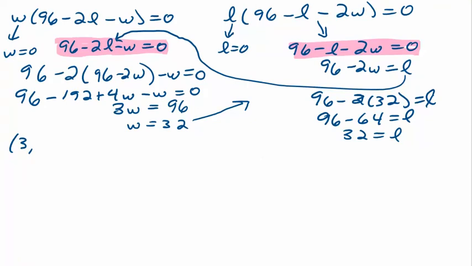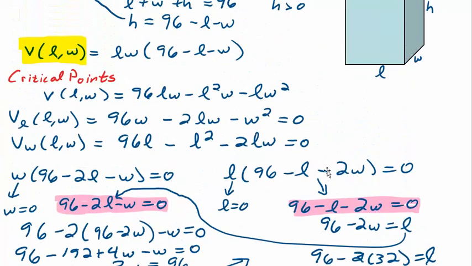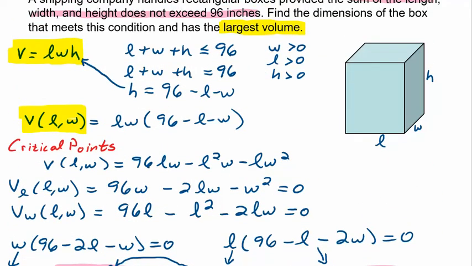Now, we have a pretty good idea this is a maximum. This is what's going to maximize the volume. It's probably not going to be a minimum here, right? Let's go back up and look at our picture. If L is 32 and W is 32, then the height would have to add with this to be 96, right? Because L plus W plus H equals 96, so that's another 32.